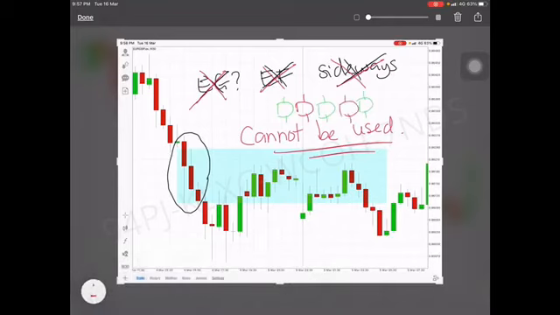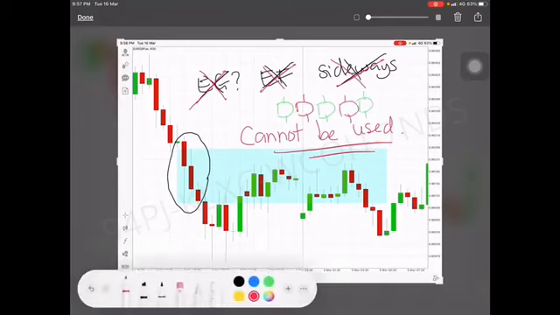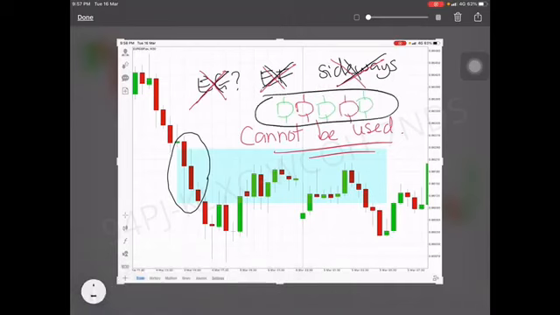Okay, so this is sideways. This is sideways. Okay, so there is no trend, so you cannot use this zone. Don't enter at this zone because it cannot be used. Okay, you understand? Yes. Is it clear?